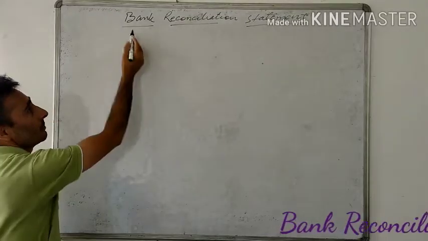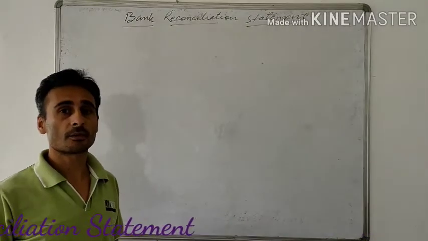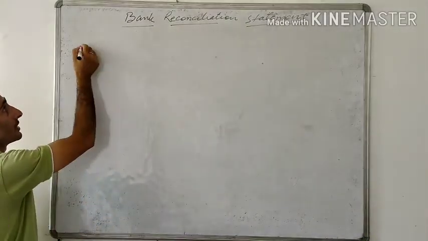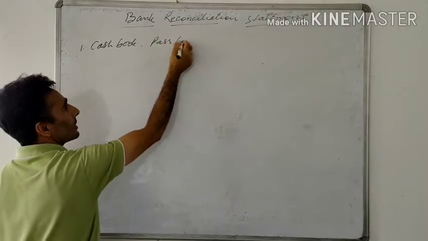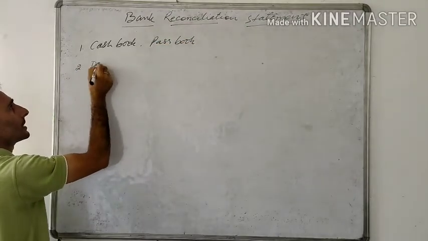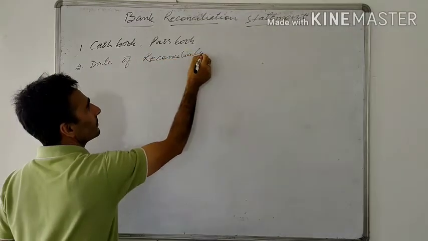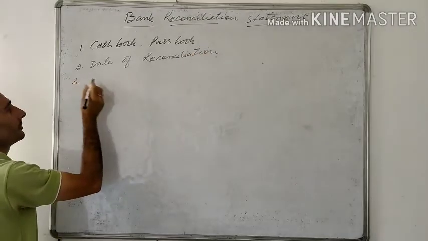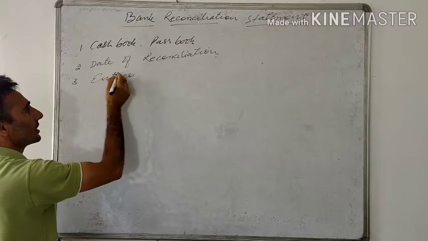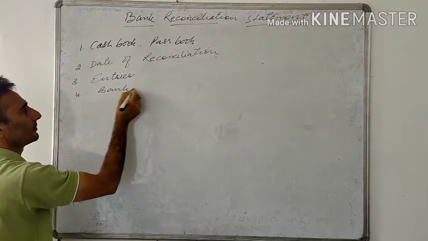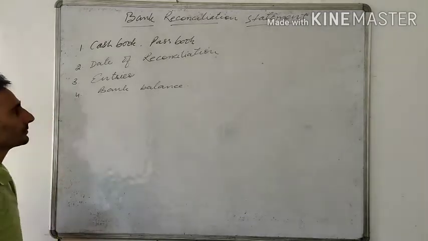So today's topic is bank reconciliation statement. Now before understanding what a bank reconciliation statement is, we got to understand these points. Number 1, cash book, passbook. Number 2, date of reconciliation. Number 3, entries, that means what are the entries you need to take. Number 4, bank balance, or you can say the balances.